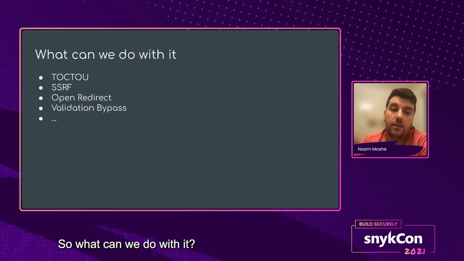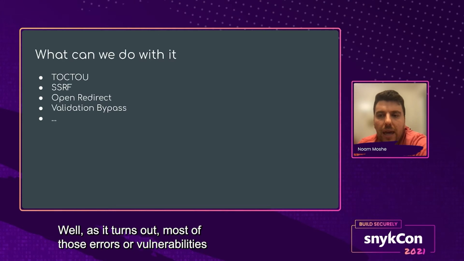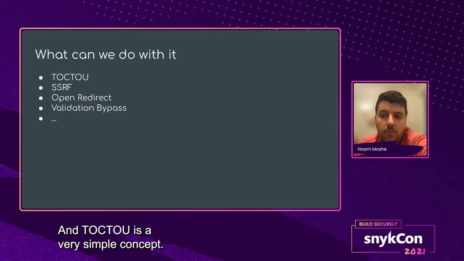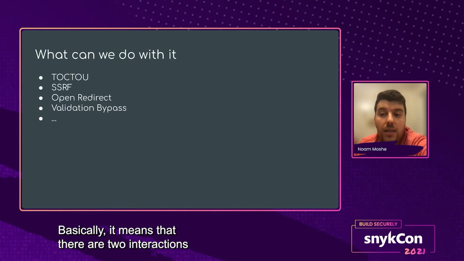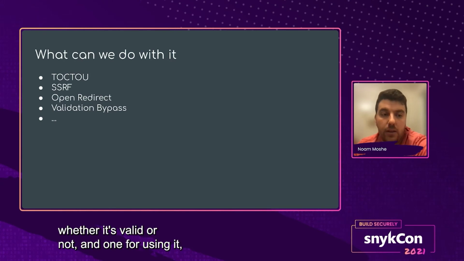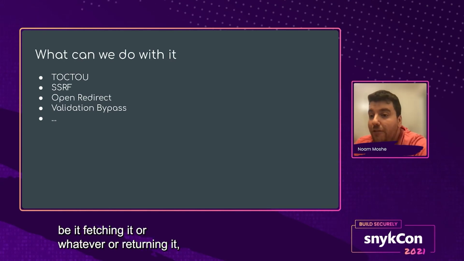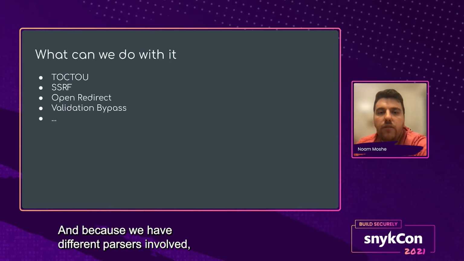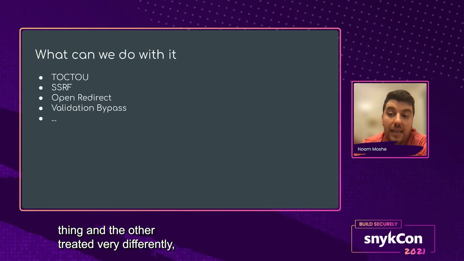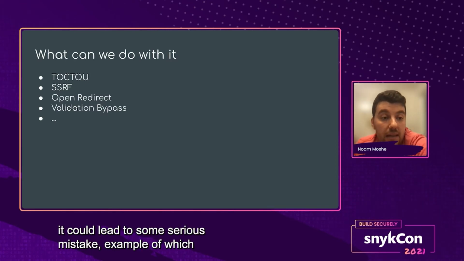For the full list, once again, check out the research blog. So what can we do with it? Well, as it turns out, most of those errors or vulnerabilities occur because of a TOCTOU error. And TOCTOU is a very simple concept. Basically, it means that there are two interactions with the URL: one for checking whether it's valid or not, and one for using it, be it fetching it or returning it, many different things. Because different parsers are involved, if one parser parses the URL one way and the other treats it very differently, it could lead to some serious mistakes.